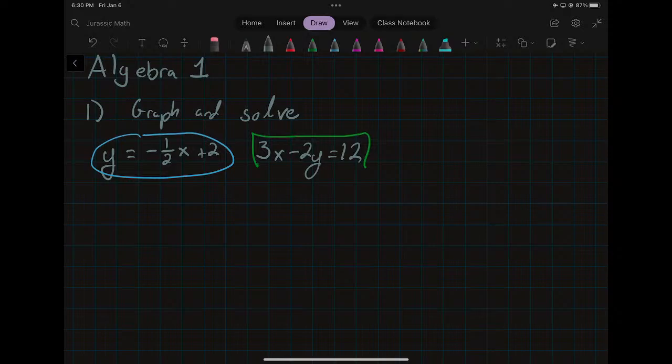The blue one is already written in slope-intercept form. And you remember, y equals mx plus b. That's our slope-intercept form. Where b is your y-intercept, you'll see m is the slope, rise over run. So, for our first equation, m equals negative 1/2. When you have a negative slope, that means you are going to go down and then to the right. Our y-intercept, b, is equal to 2.